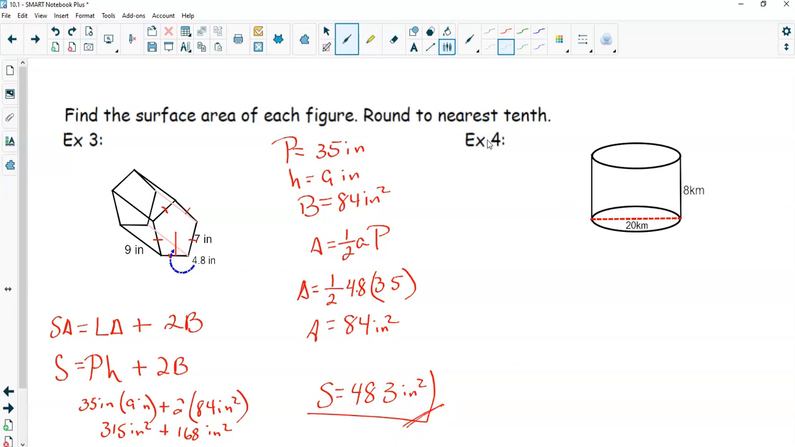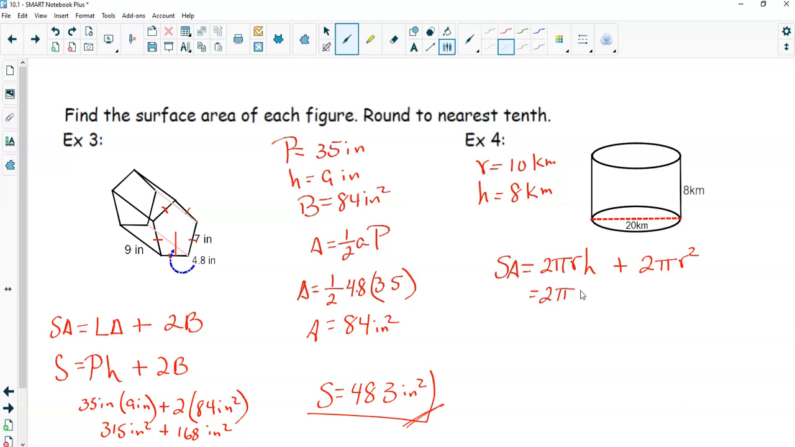Okay? Here in example 4, they give us a cylinder. Again, the formula. Take a look. The formula for the surface area is the circumference, or 2 pi r, times the height plus twice pi radius squared. Now I just need some information. I need the radius. Well, if the diameter is 20, the radius is 10 kilometers. And then the height is 8 kilometers. So now all I need to do is fill this in.